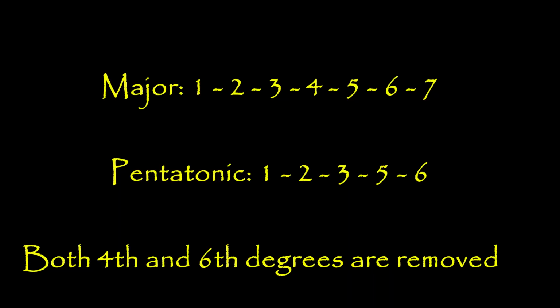Today we're going to go over the pentatonic scale. What is the pentatonic scale? The pentatonic scale is basically the major scale that is missing 2 notes. The pentatonic scale does not just have 5 notes in it, it has 5 positions.